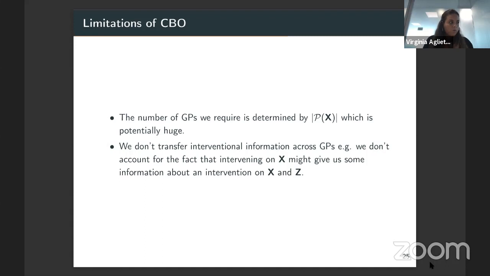The other reason is that when we perform an intervention, let's say you perform an intervention on X, you only update the interventional GP, so the GP that you're keeping for the intervention on X. But actually, performing an intervention on X and the output that you get from it could provide you with some information about the output that you can get by intervening on both X and Z. So, for instance, if you have intervened on soil fumigants and the Eelworm population, you should be able to say something, with a certain uncertainty, about an intervention that is only performed on soil fumigants.